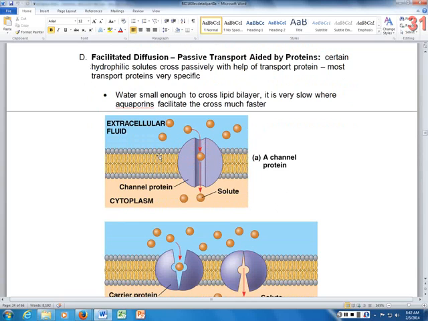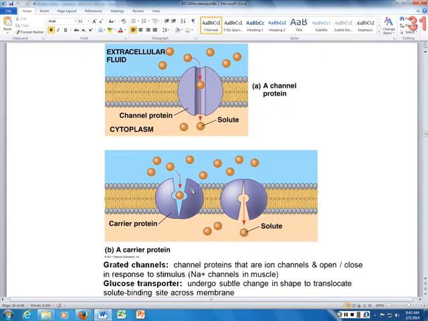So facilitated diffusion, or passive transport, means it's going to be aided by proteins. This is when you have to cross at a specific location. Plain diffusion is anywhere. Facilitated diffusion or passive transport needs the protein, but still doesn't need any energy. So this is showing that you can have the solute come in through the protein. This is showing it acting as a carrier protein where it comes in one way, exits another.